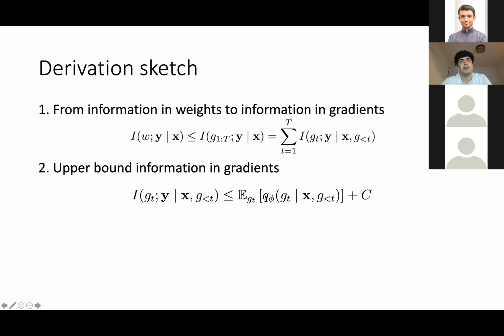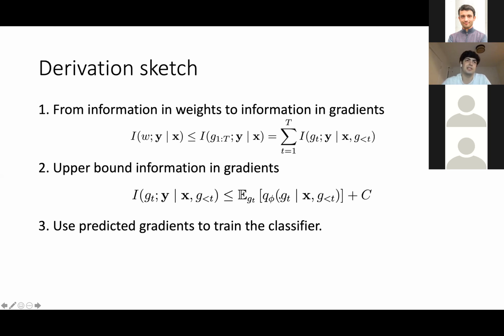Here, the intuitive notion is the following. We are trying to predict the gradient at time t without using labels, only using the dataset inputs and the previous step gradients. If we can predict the gradient without looking at the labels, then that means the weights have no information about the label noise. Otherwise, we won't be able to do that. So that's why we have this upper bounding here. The next step is that when we predict gradients without labels, we actually use those gradients to train the classifier. So what we end up having is very simple.